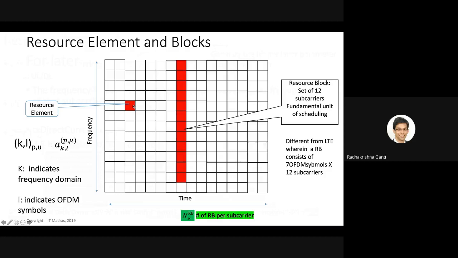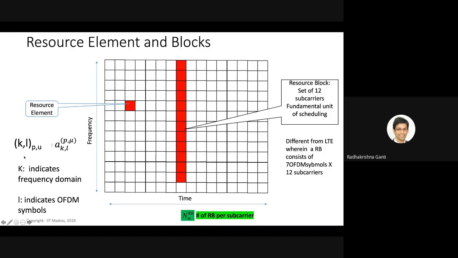And how they do the coordinate system is they always give k, l, p, mu. P stands for the port number. Each port has its own resource grid. Always remember, each port has its own resource grid. Mu is the subcarrier spacing. K always denotes the y-axis, the frequency axis. L always denotes the time axis, the OFDM symbol number. So (3, 2), for example, implies the third subcarrier in the second OFDM symbol.